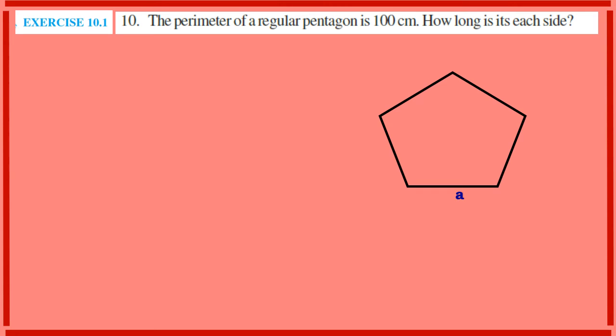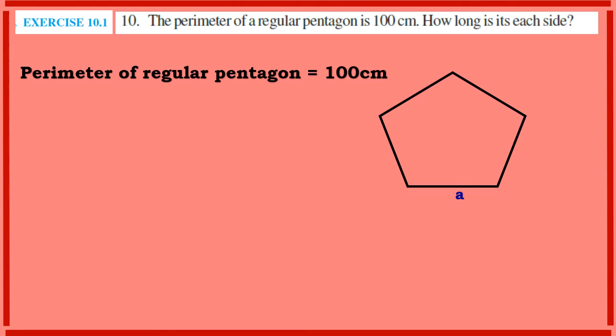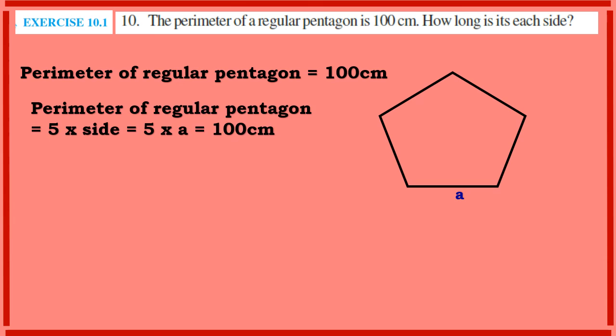So what is the perimeter? You have to add all the sides, 5 sides are there. So 5 into A, 5 into side is 100 centimeter. So what is the side? How will we get it?